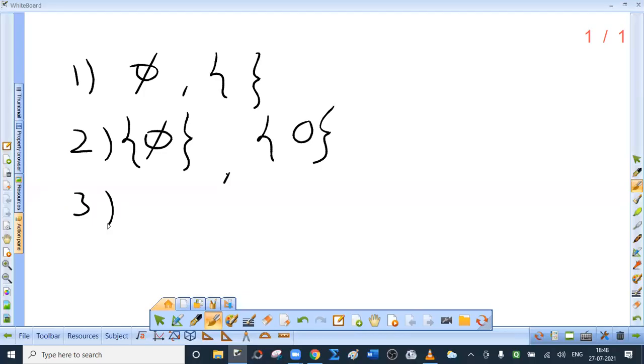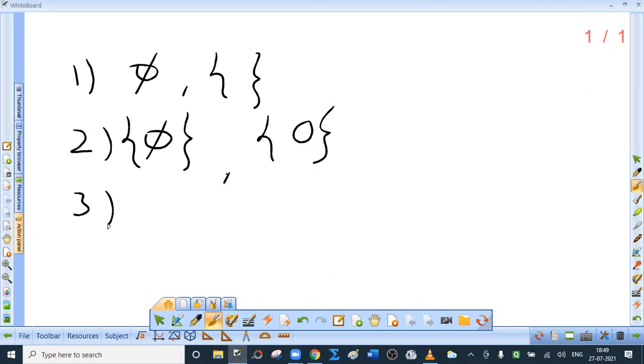All these are examples of finite sets. A set which is not finite will be called an infinite set. Now there are many examples: set of natural numbers, set of integers, set of rational numbers, then set of real numbers. All these are examples of infinite sets. Then comes the concept of subset.